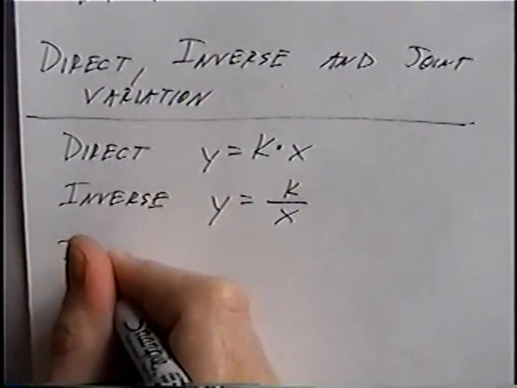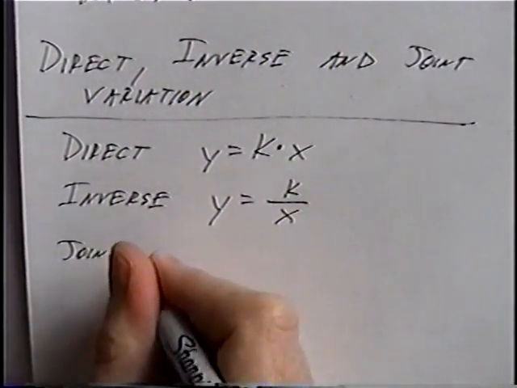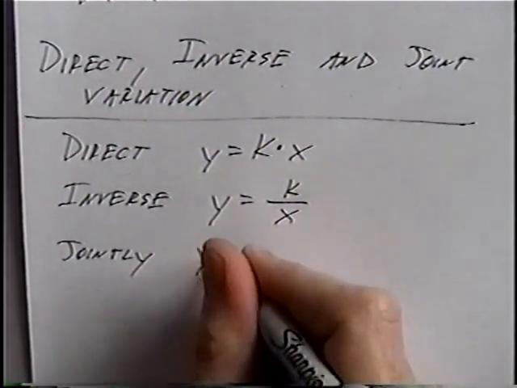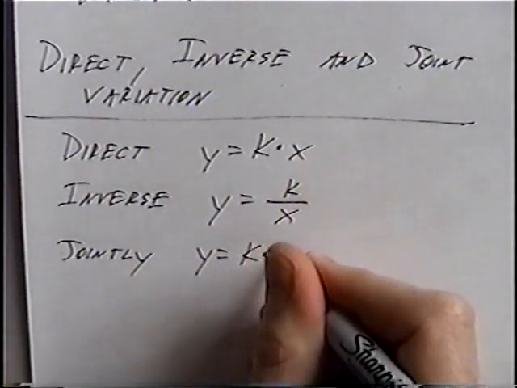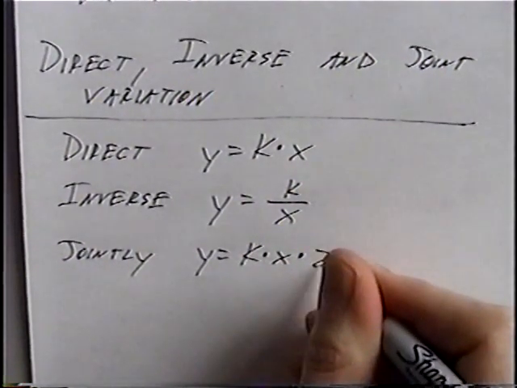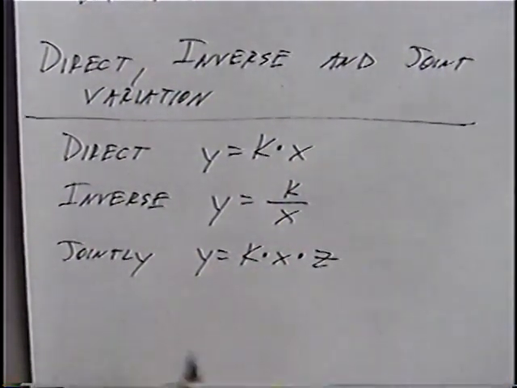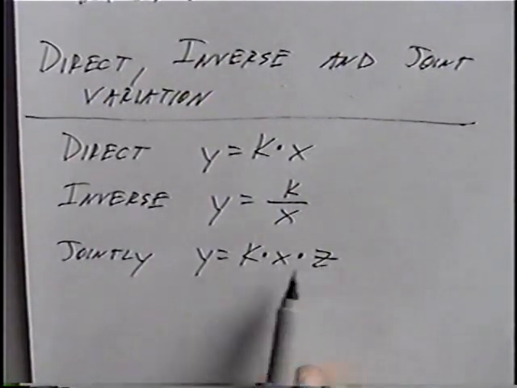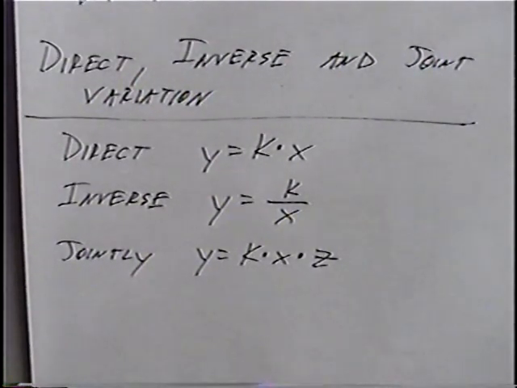And the last type of variation, joint or jointly. Y equals k times x times z. And jointly there's three variables, x, y, and z. And again, you have k as a constant or a number.